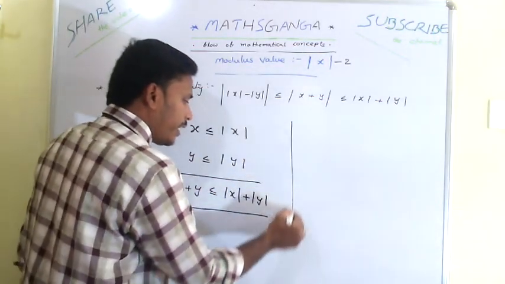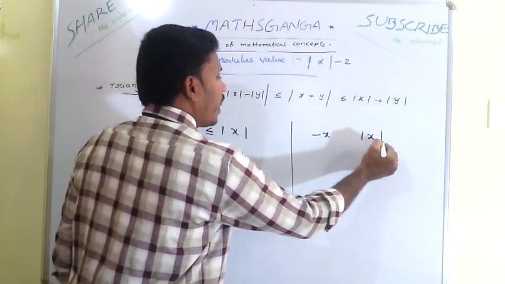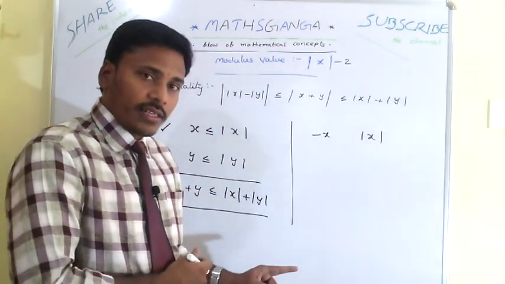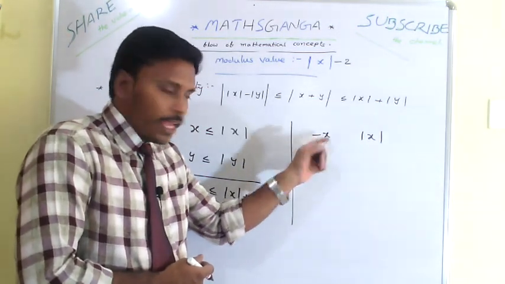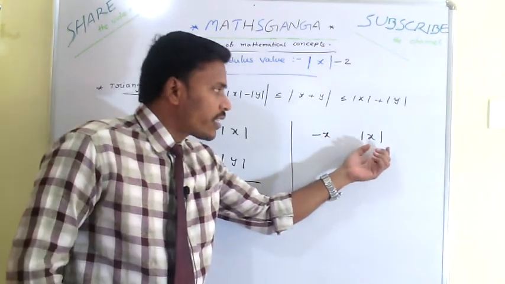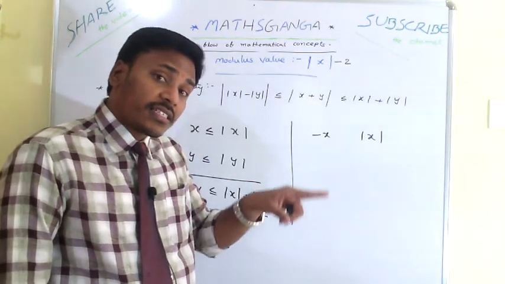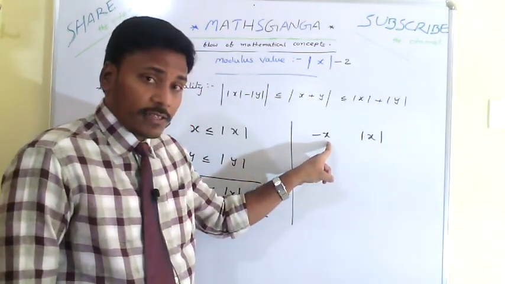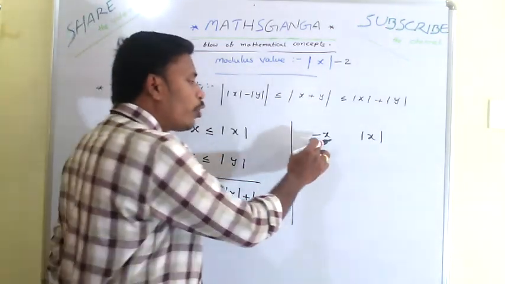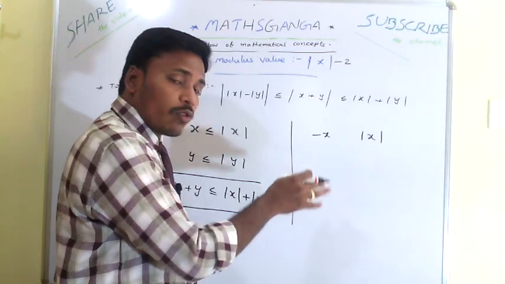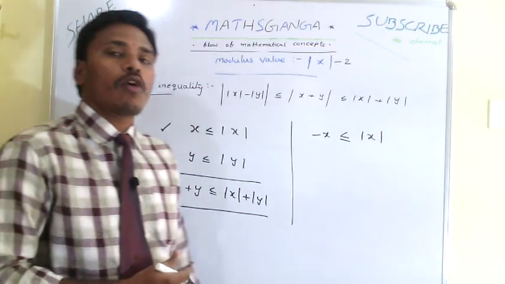And on the other side, if you take minus x and mod x, I am going to compare minus x and mod x. In this case, if x is positive, minus x is negative. If x is positive, the left side is negative, whereas the right side is always positive. So a negative value is less than mod x. Whereas if x is negative, minus of minus is positive, and mod x is also positive, so both are the same. In both cases, whether x is negative or positive, minus x is also less than or equal to mod x.